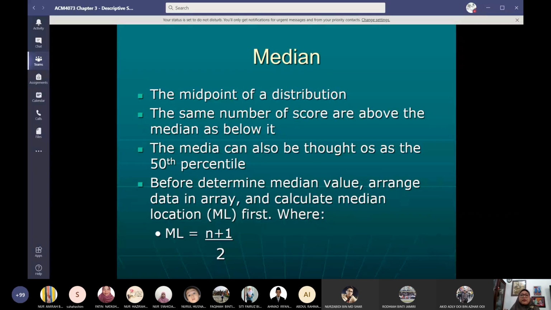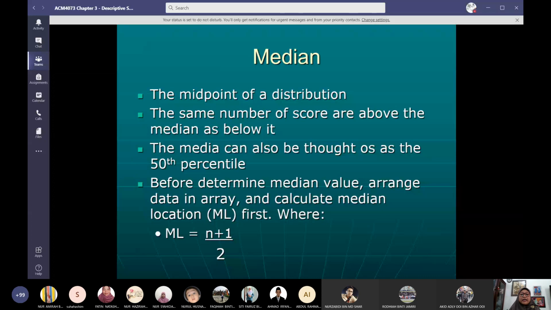The median, the same number of scores are above the median as below it. What do you mean by that? The median can also be thought of as the 50th percentile, meaning 50%, because it's the center. Before determining the median value, arrange data in an array. As I said, with 50 respondents it's possible for you to sketch on a piece of A4 paper, but it's very impossible if there are 500 respondents.